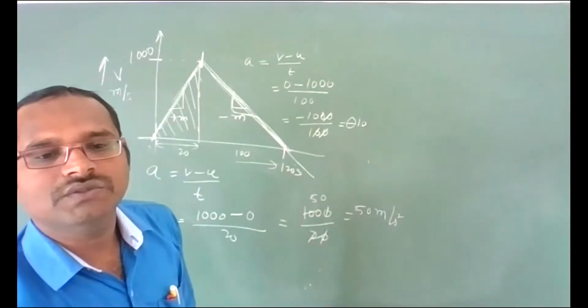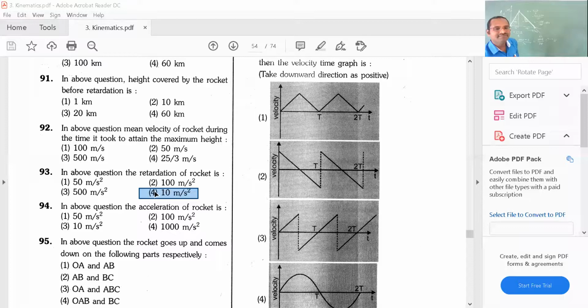But they are asking retardation, no? Retardation only let us take. That is 10 meter per second square is the right answer, fourth option.